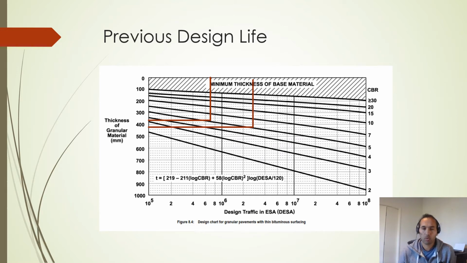Alternatively, you could not include the thickness of the asphalt, in which case you've got roughly 7 by 10 to the 5 ESA. Then it's roughly a 375 mil thick pavement, CBR 5. So depending on what methodology was used at the time, you're anywhere between 7 by 10 to the 5 and 3 by 10 to the 6 ESA.